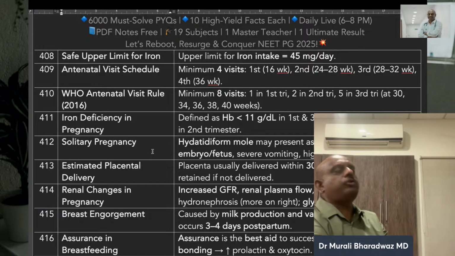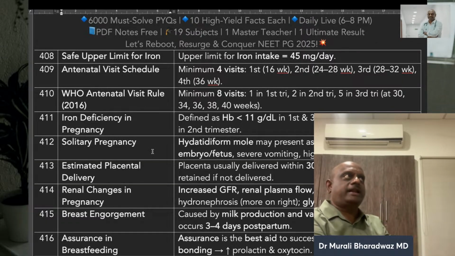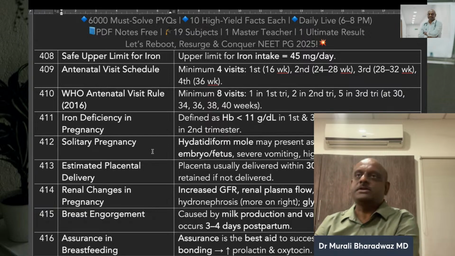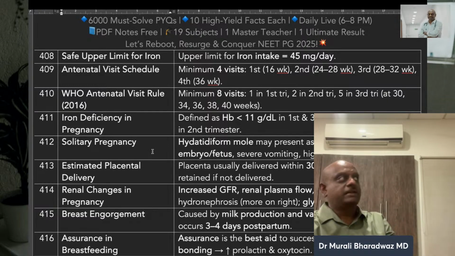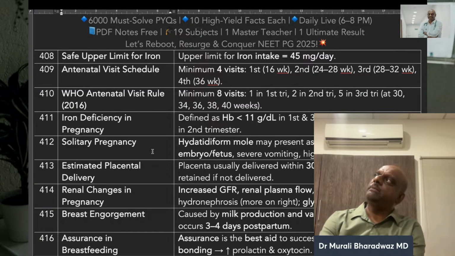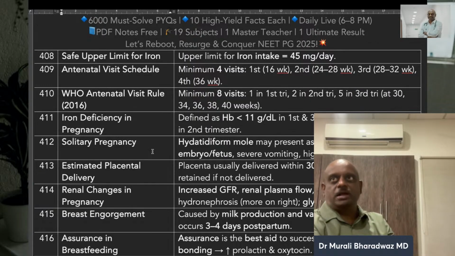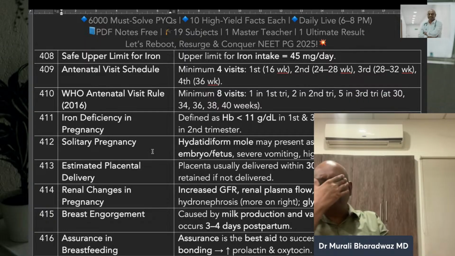Now, how do you define iron deficiency in pregnancy? Hb less than 11 in the first and third trimesters, less than 10.5 in the second trimester. Is pregnancy a state of physiological anemia? Yes. And there is also a dilution. Plasma volume increases more than the increase in the RBC mass. That's the reason hematocrit will fall, and pregnancy is a state of hemodilution. Right?